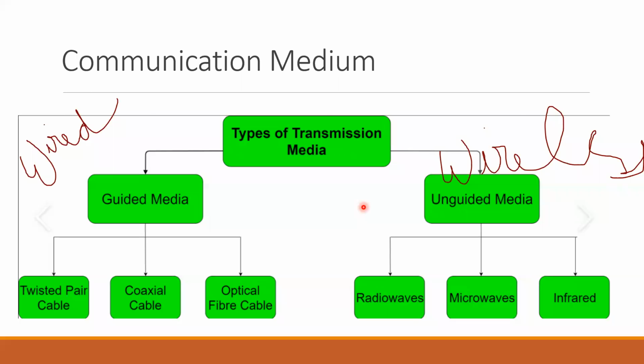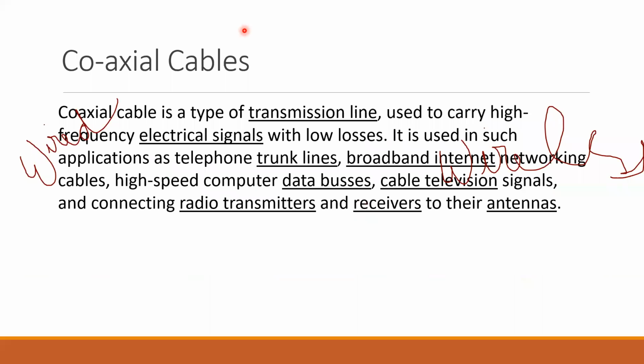Moving ahead, first we start with coaxial cables. What are coaxial cables? A coaxial cable is a type of transmission line used to carry high frequency electrical signals with low losses. It is used in applications such as telephone. जो टेलीफोन वाली जो वायर होती है वो कोएक्सियल केबल्स होती है. ब्रॉडबैंड इंटरनेट नेटवर्किंग, हाई स्पीड कंप्यूटर डेटा बसेस, केबल टेलीविजन.